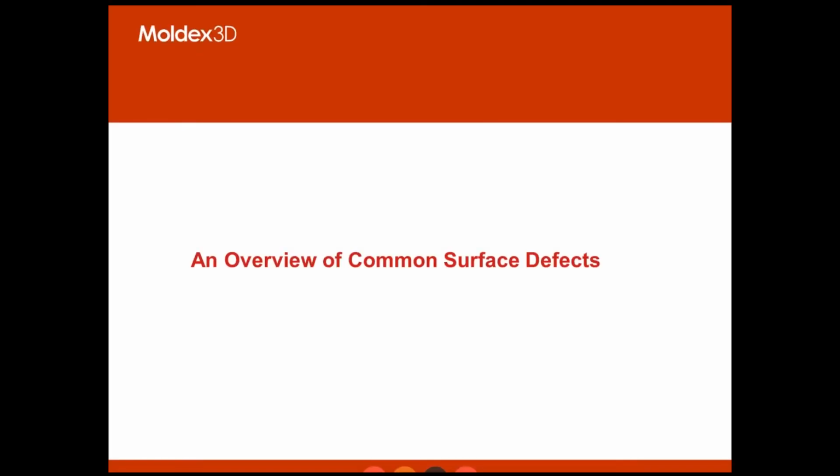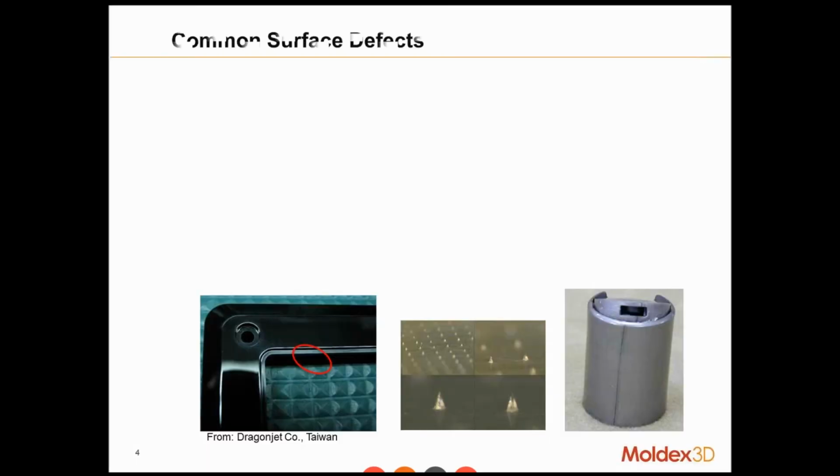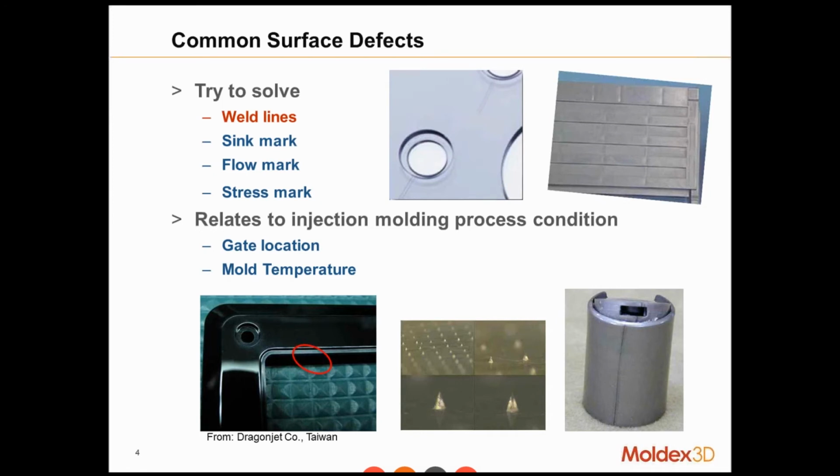Okay, so first of all, this is the overview of common surface defects. The surface defects can be various, and the first one, the most intuitive one, is the weld line issue. Of course, Moldex3D can help you predict where your weld line is and also help you judge the weld line quality. And next, we will introduce the sink mark.